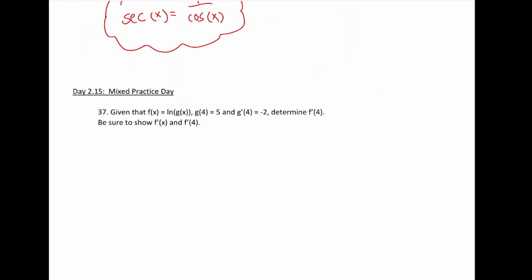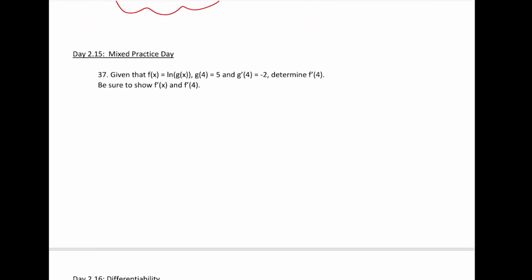Number 37, given that f of x is the natural log of g of x, so we've got a composite function, like an f of g of x situation. Anytime you have a composite function and you need to find the derivative, you're going to use the chain rule. I have a lot of students asking, when do I use the chain rule? What should I look for to know to use the chain rule? It's whenever you have a function inside another function.